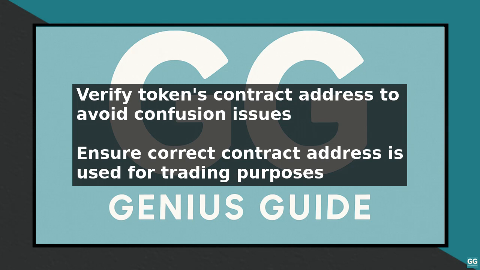Step 2 is to verify the token's contract address. A token's contract address is a unique identifier that distinguishes it from other tokens. Ensure you are using the correct contract address to avoid confusion with similar tokens.